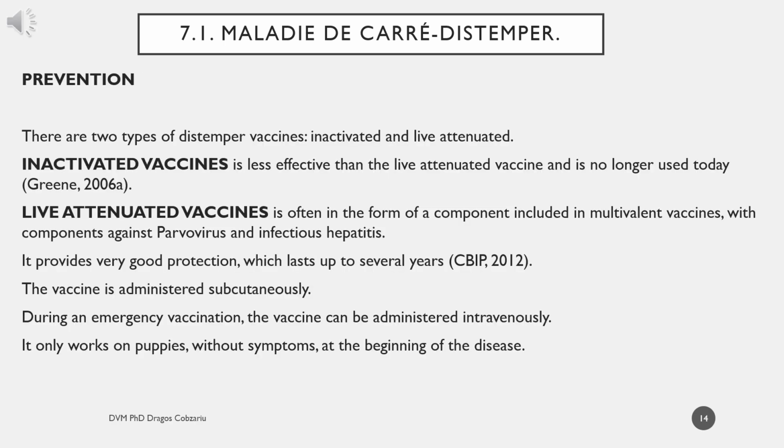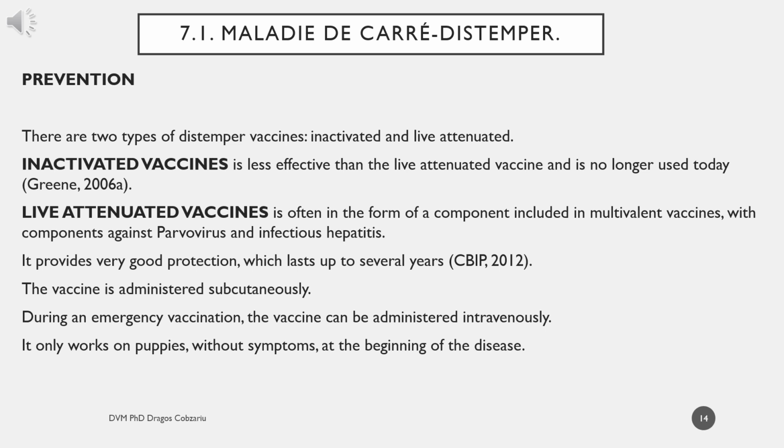Prevention. There are 2 types of distemper vaccines, inactivated and live attenuated. The inactivated vaccine is less effective than the live attenuated vaccine and is no longer used today. The live attenuated vaccine is often a component included in multivalent vaccines, with components against parvovirus and infectious hepatitis. It provides very good protection, which lasts up to several years.